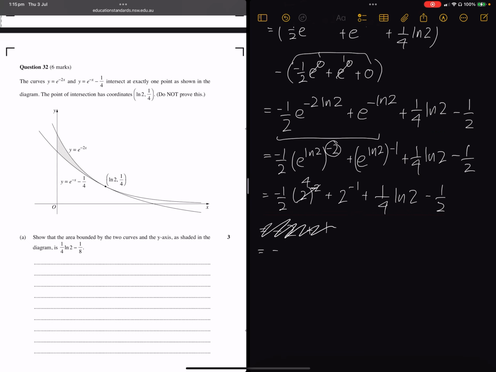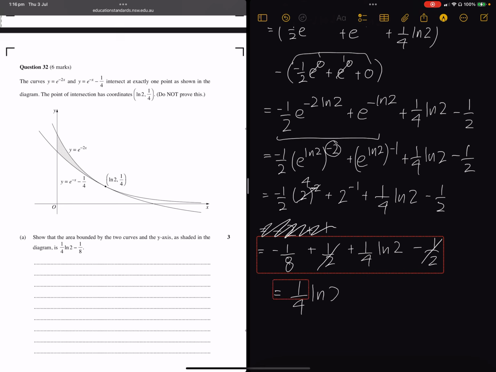So instead of being 4, it'll be 1 on 4. So it'll be minus a half times 1 on 4. So that's minus 1/8. And we can sort of check this as we're going along, right? We're sort of scanning to see if the numbers add up or if we've lost or gained a negative. Because there's exponentials and logarithms in this, it's very easy to lose or gain negatives when you're using your index law rules. Plus 1/2 plus 1/4 ln 2 minus 1/2. Well, plus 1/2 minus 1/2. So this is equal to 1/4 ln 2 minus 1/8.